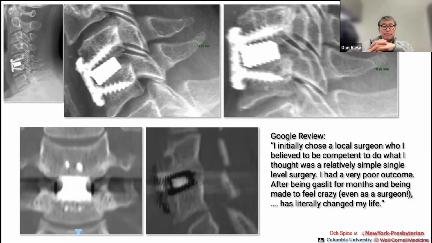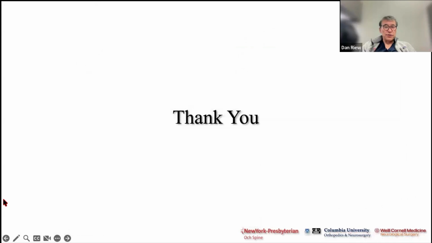After being gaslit for months and being made to feel crazy, even as she's an orthopedic surgeon, it has literally changed my life, she said, when I fixed her and told her. And I showed her, look, there is motion between flexion extension view and there's no extra cage bridging bone. And when I fixed her, she was a very happy camper. And I have patient after patient. Almost every 1 to 2 months, I fix a patient like that.